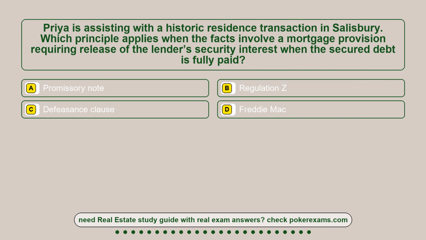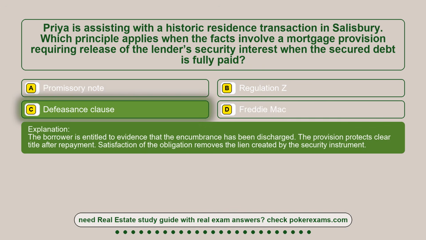Question 10. PREA is assisting with a historic residence transaction in Salisbury. Which principle applies when the facts involve a mortgage provision requiring release of the lender's security interest when the secured debt is fully paid? Option A, promissory note. Option B, Regulation Z. Option C, defeasance clause. Option D, Freddie Mac. The correct answer is option C, defeasance clause.